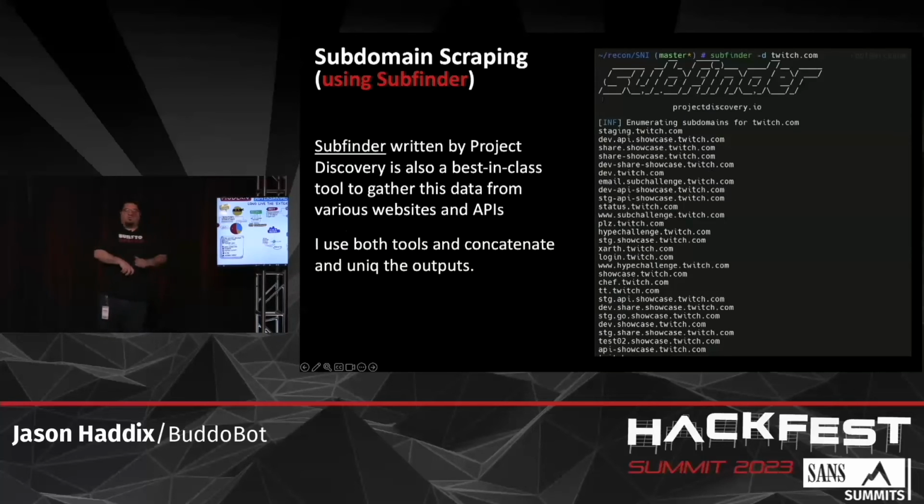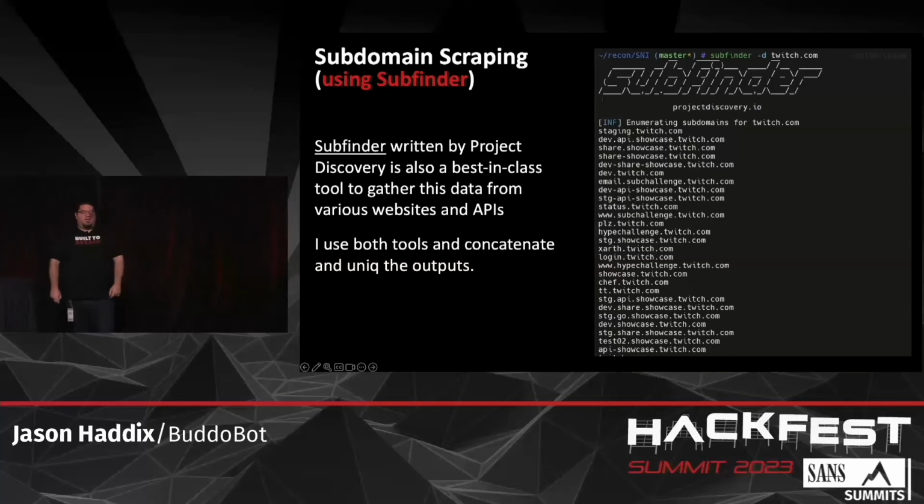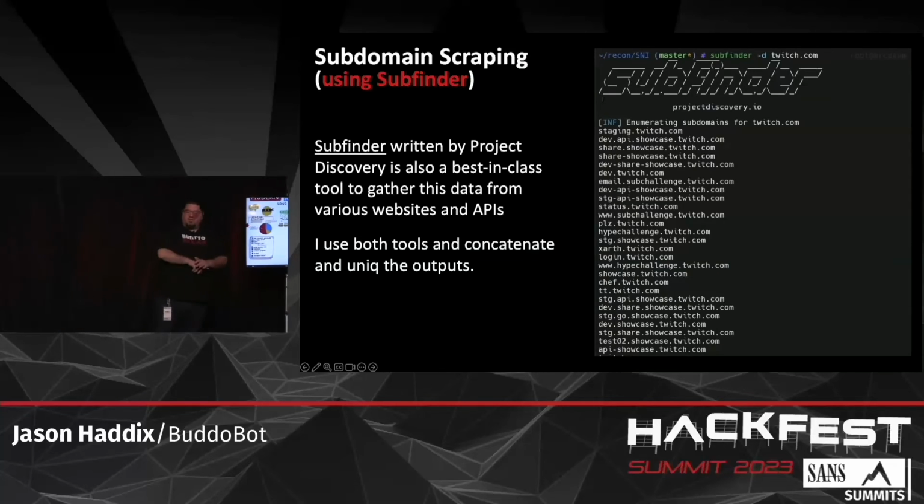The other tool in scraping is Subfinder. Subfinder is written by Project Discovery, the same company that does Naabu, the port scanner. They release a whole bunch of tools, and I think the work that Project Discovery has done has not been rivaled since the days when we got Nmap. If you haven't checked out their whole tool set, it's amazing. They do Nuclei and a whole bunch of stuff. Okay, so Subfinder is the other tool that can do this.